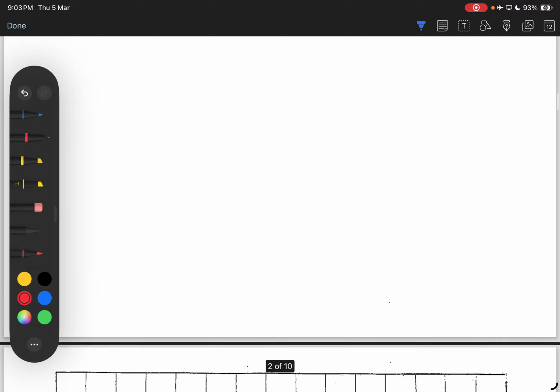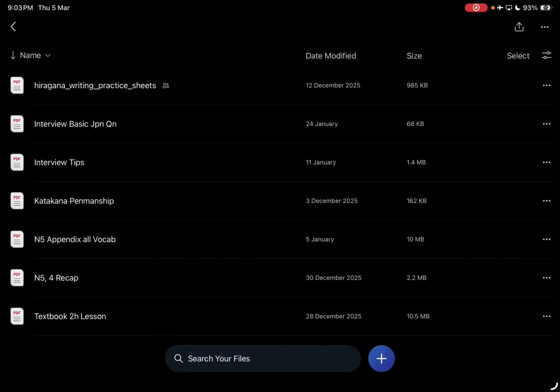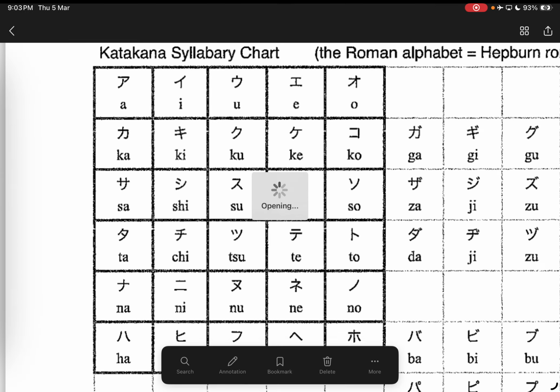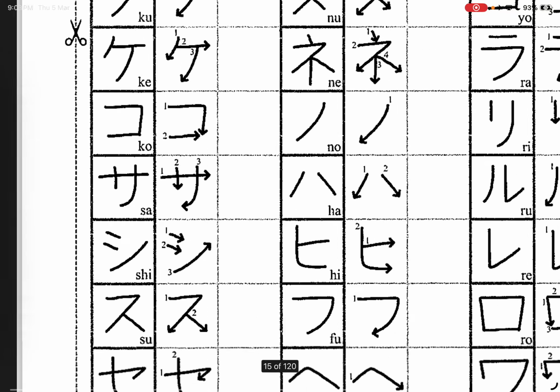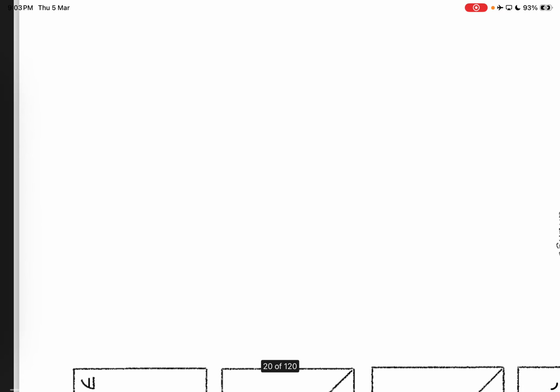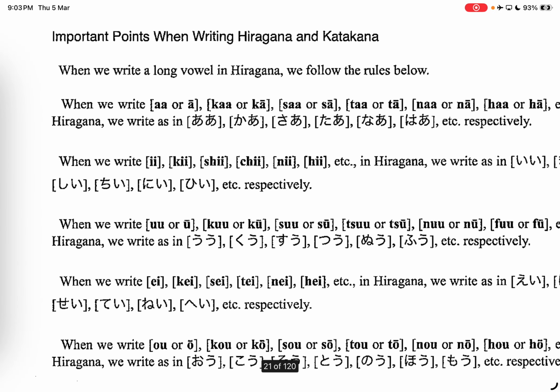So far so good. We have not come to the end of the lesson. We just started. Okay, so now let's go on to this page. Important points when writing Hiragana and Katakana.